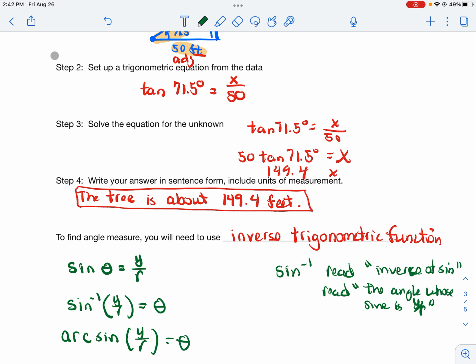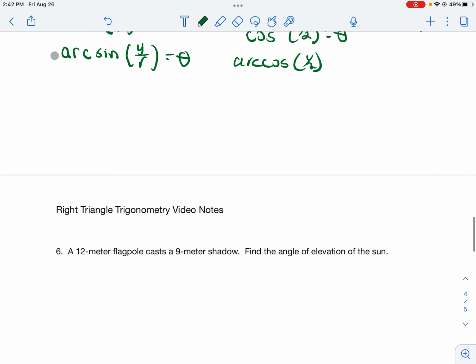So if I want to find the angle whose cosine is, I don't know, 1/2, you would see that written as either cosine inverse of 1/2, which I'm going to figure out, or it would be written as arc cosine of 1/2. Those notations will be used for all trigonometric functions.